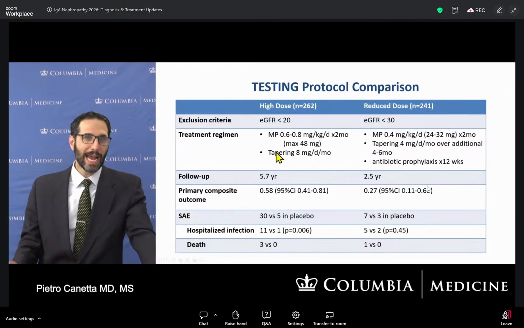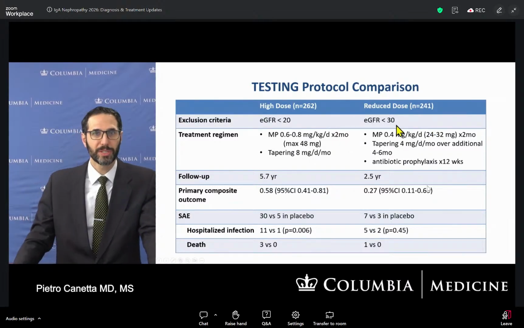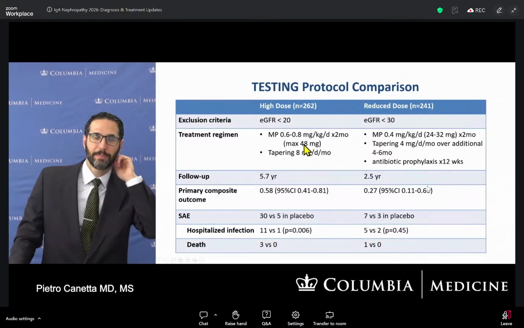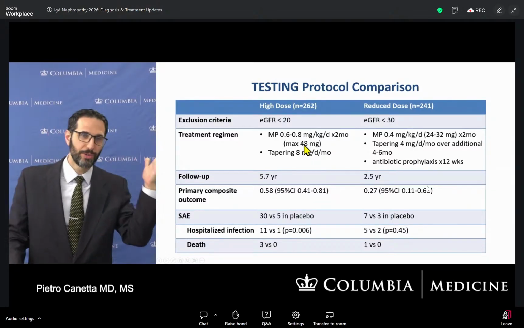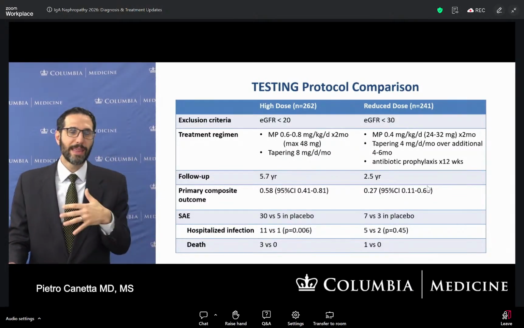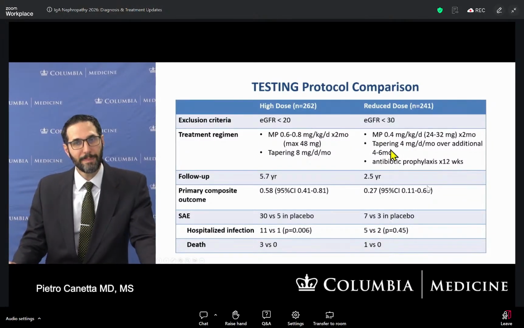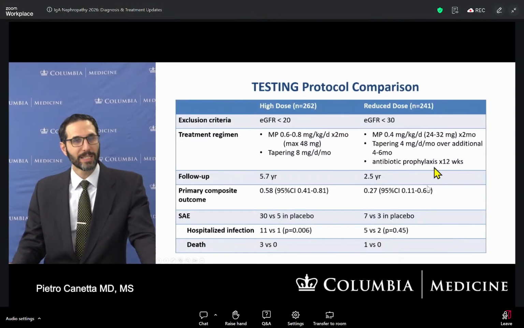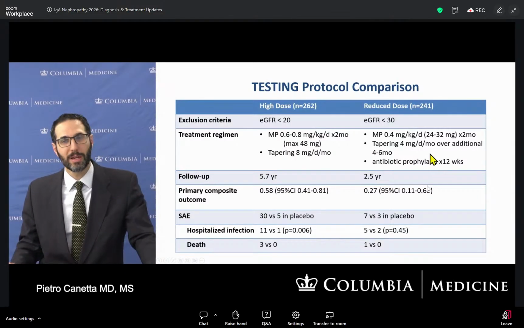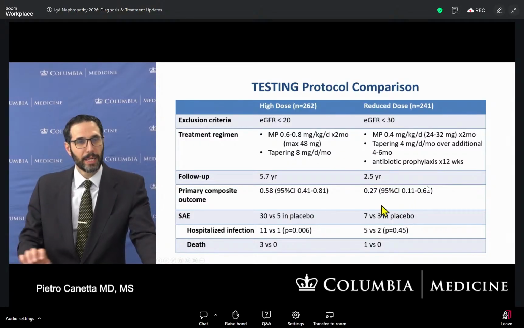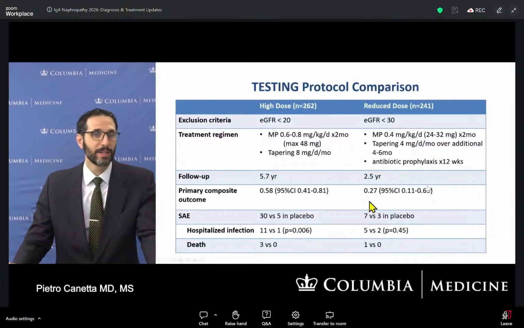If you compare the high dose to the lower dose corticosteroids, the high dose of 48 milligrams of methylprednisolone is like, I usually use prednisone, which is about 60, and they cut it down by about 2/3, but it was still a 6-month taper, and they used antibiotic prophylaxis, generally trimethoprim sulfamethoxazole or cotrimoxazole if you prefer, for the first 12 weeks.